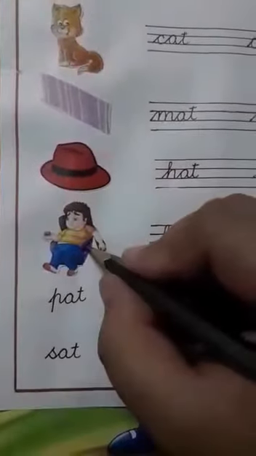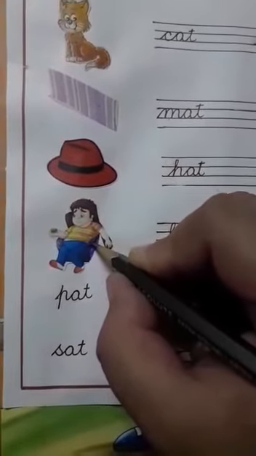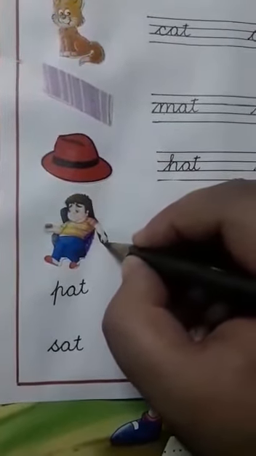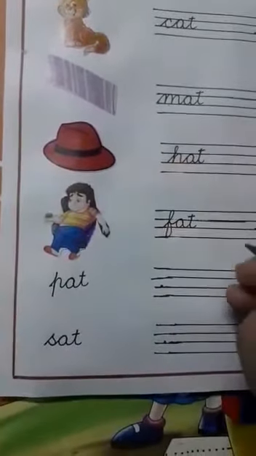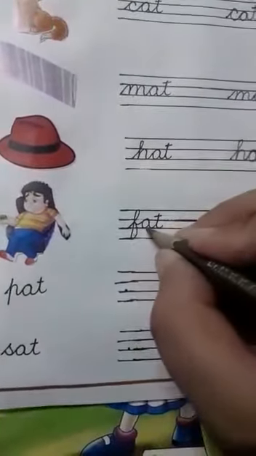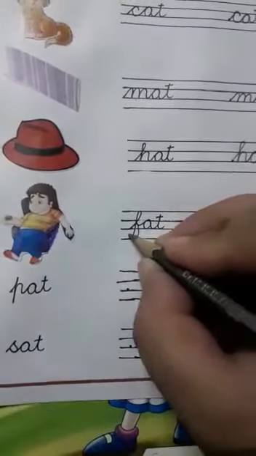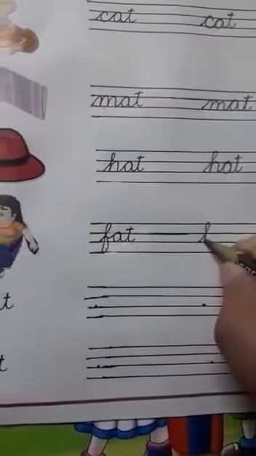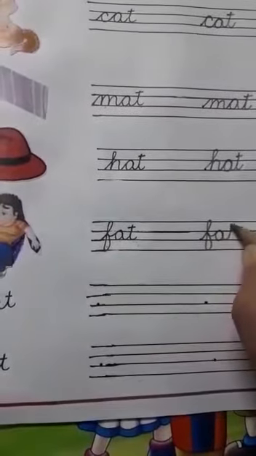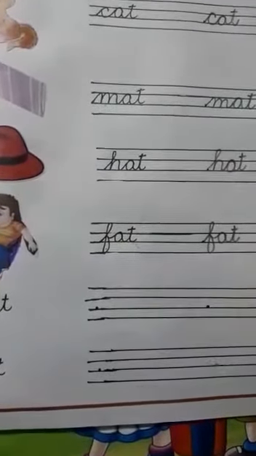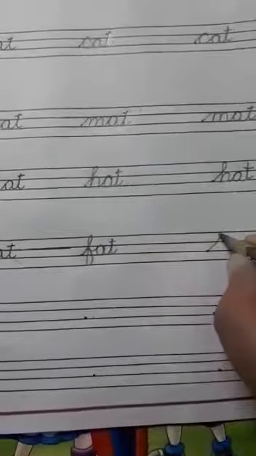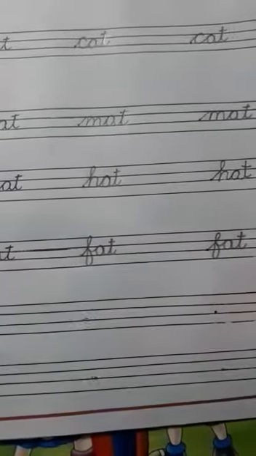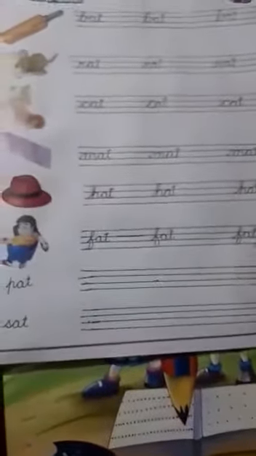Oh, look at the next picture, children. What is this? A fat boy, right? How is the boy? He is fat. Fat. F a t. Fat. The initial sound of fat is f and the ending sound is t. So how will we write fat? F, a, t. Fat. F at a fat.